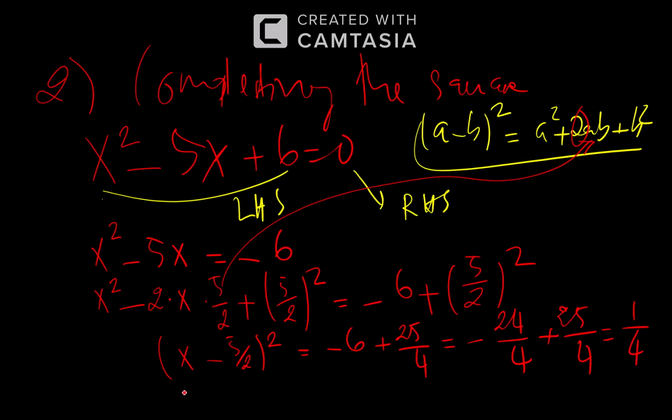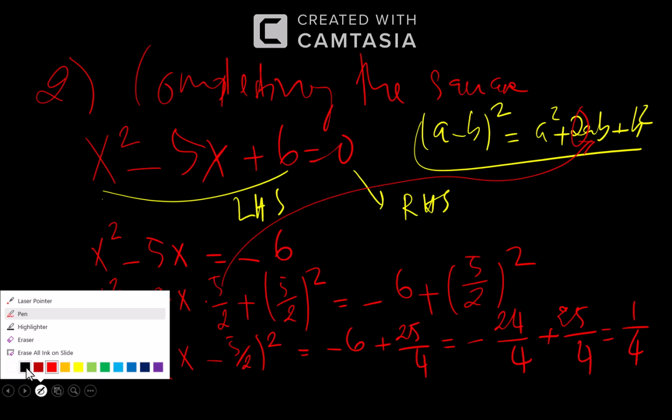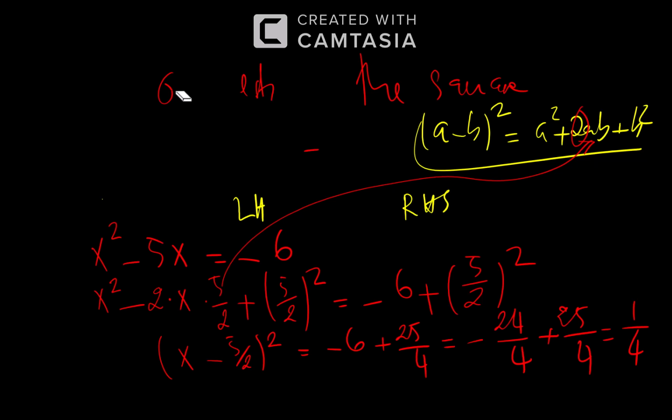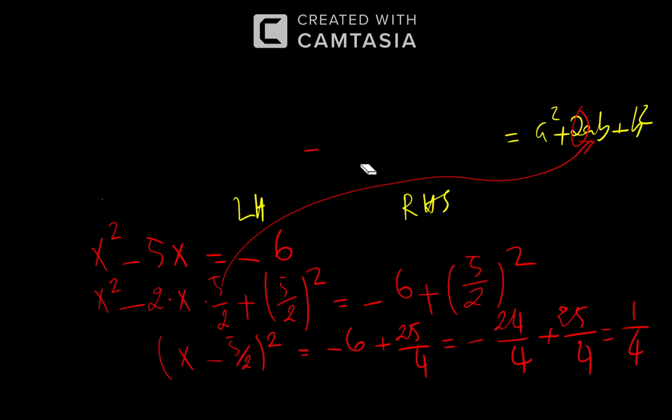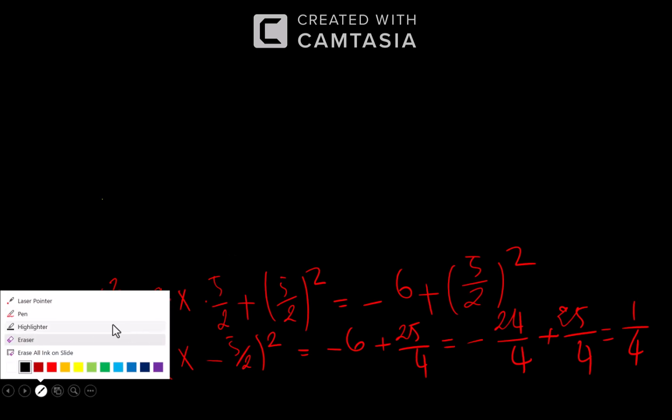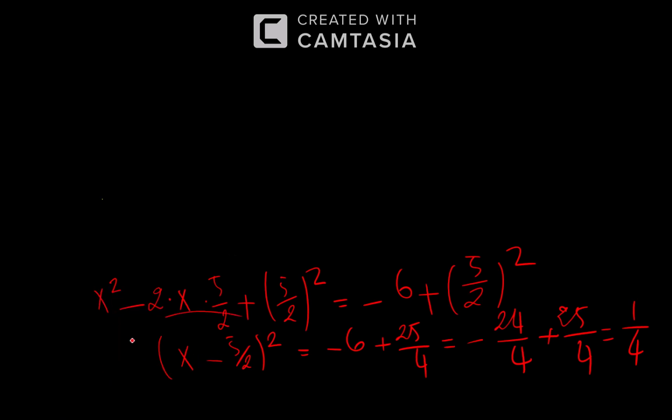Okay, now let's see this property. Let me write it down here. Okay, let's start from this. We have x minus (5 divided by 2) squared equal to 1 divided by 4.